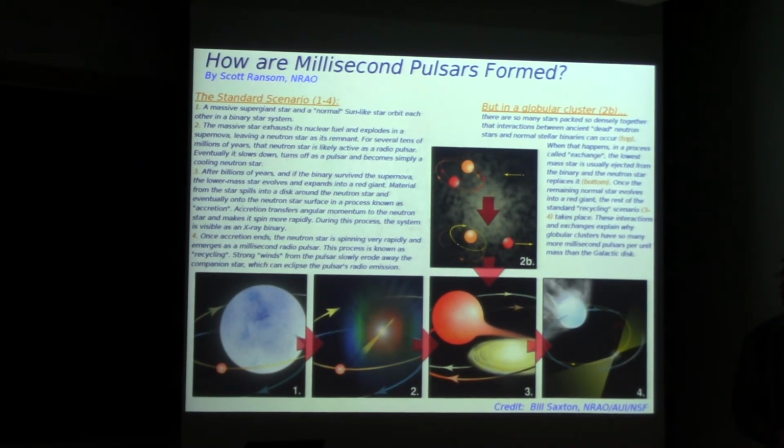So that's the standard scenario for making millisecond pulsars: it's actually a very old neutron star, which gets spun up again by accretion from the companion star, so that it's spinning fast enough to once again be a pulsar. But in a globular cluster, figure 2, there are so many stars packed so densely together that interactions between ancient dead neutron stars and normal stellar binaries can occur.